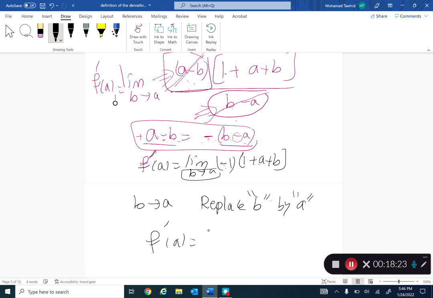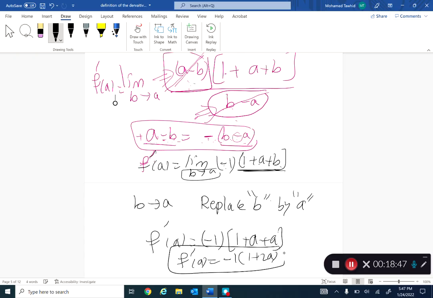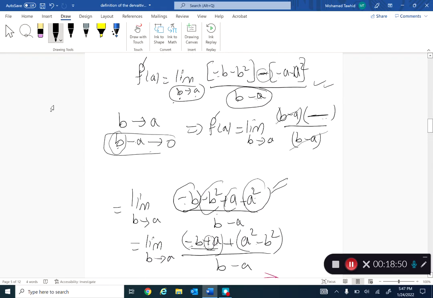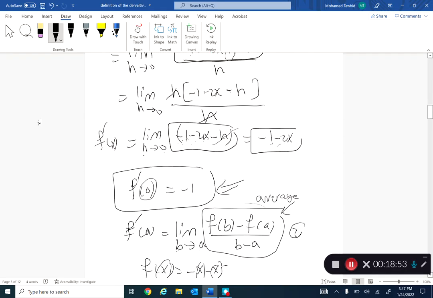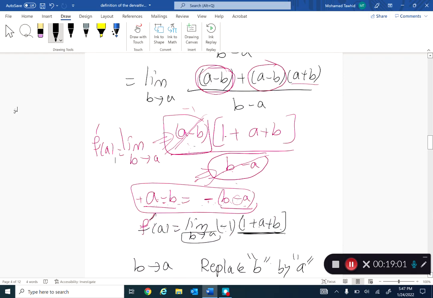Just write negative 1 here, and then whenever you have b, leave everything exactly the same except replace b by a. So you have 1, that is your a, I leave it as it is. You have negative 1 multiplied by 1 plus 2a, negative 1 minus 2a. And that is your f prime of a. And that is exactly what I got up here for the first technique, where the second one is negative 1 minus 2x. I replace x by a. So it's exactly the same as this one here.